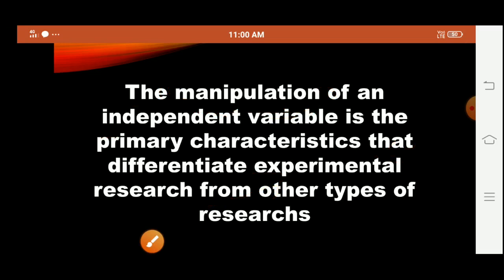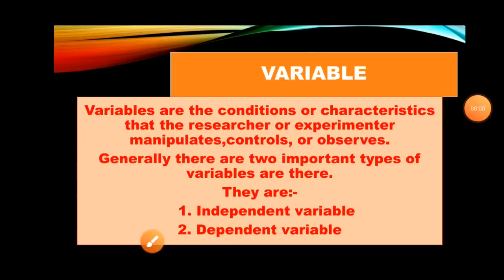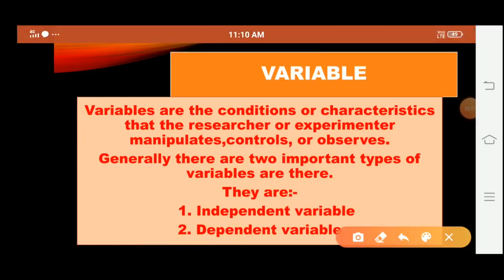Actually, dear friends, in this video we used the word variable, independent variable and dependent variable many times. Then what is a variable, what is an independent variable and what is a dependent variable? Let's discuss. Variables are the conditions or characteristics that the researcher or experimenter manipulates, controls or observes.